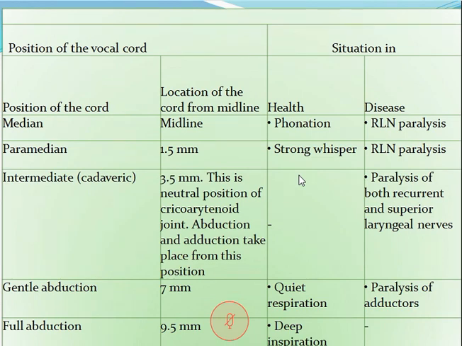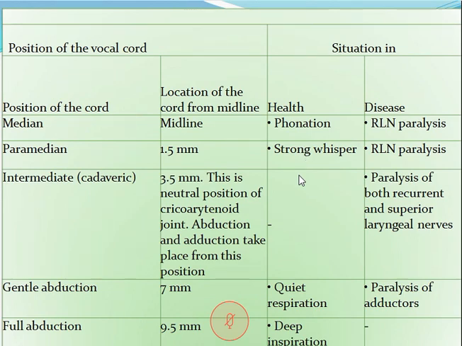median, that is in the midline, during phonation and also in recurrent laryngeal nerve palsy. The vocal cord which is paralyzed will be seen in the midline sometimes. That is called median position. But during phonation also, it is in the midline only. That is paramedian, 1.5 millimeters away from the midline. When you whisper strongly, it goes into the paramedian.